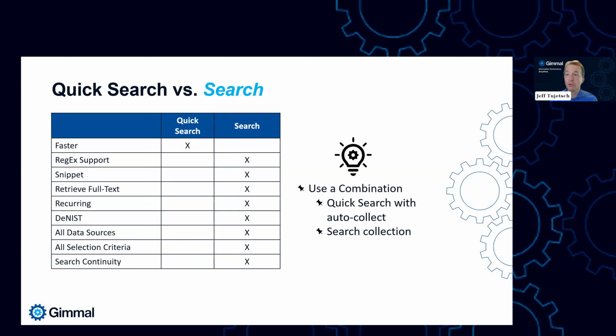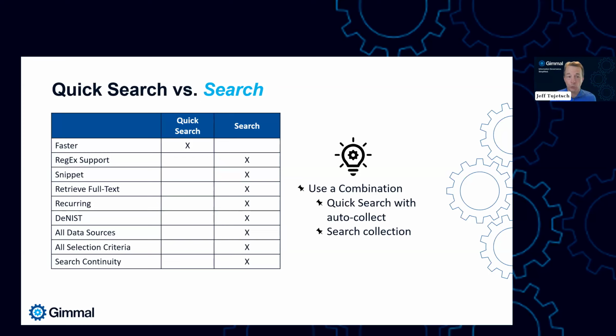You can't put a quick search on schedule, so you can't have it recurring. You can't de-NIST a quick search. And like I said, it's not for all of the data sources. The thing I talked about in the previous panel, the date range, that's not available. And the search continuity, where you say simple, complete, or exhaustive, also not there.